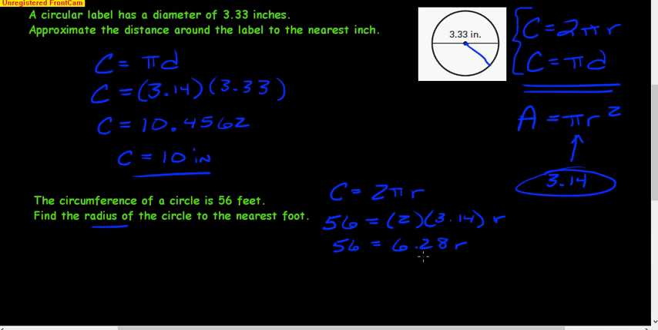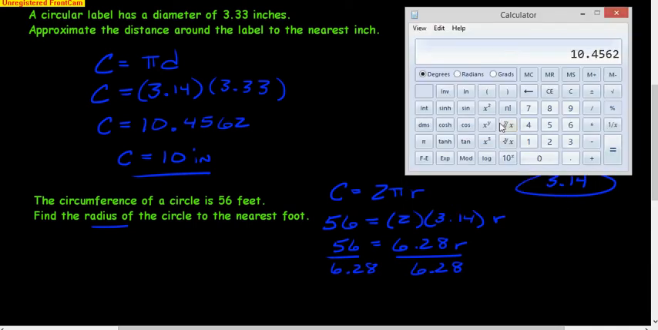Okay, and now this is where I have to start doing my algebra. So I have to solve for r. So I have to divide by 6.28 and divide by 6.28. And I don't know about you, but I can't do that in my head. So I'm going to call up my handy dandy calculator, and I'm going to go 56 divided by 6.28.